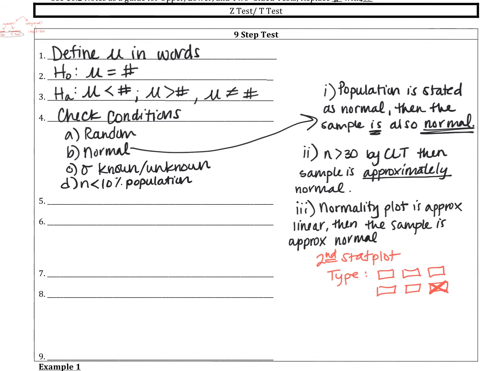Okay. Step 5, same as normal, set alpha. And it's the same as before. Either it's going to be given to you, you have to look at the context of the problem because you're asked to analyze type 1 and 2 error, or when in doubt, alpha equals 0.05, move on with your life. That's it.